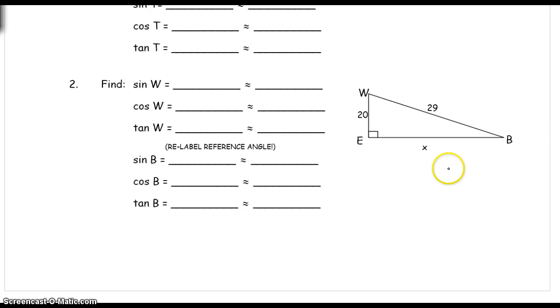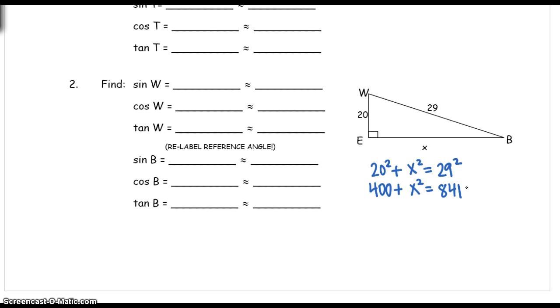So looking at number 2, the first thing you're going to need is to know all three sides. And we don't know side EB here. So because we don't know it, we're going to have to use the Pythagorean theorem to find it. If we use the Pythagorean theorem, 20 technically would be our a squared, x would be our b squared, and 29 would be our c squared. And if we square 20, we get 400. So 400 plus x squared equals, and if we square 29, we end up getting 841.